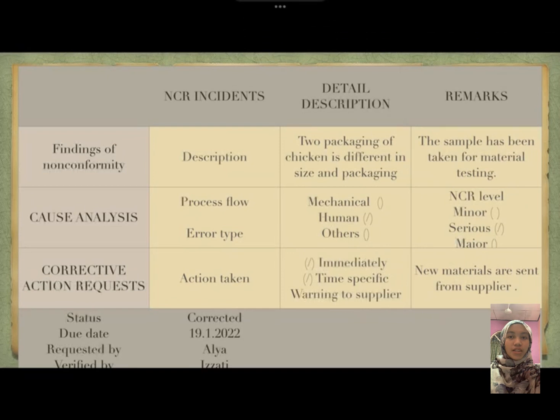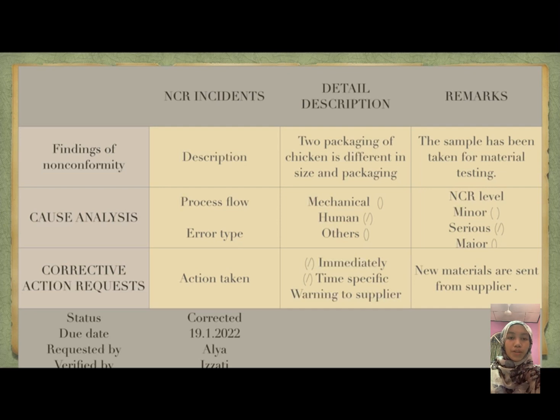For NCR incidents, the finding of non-conformity is described as the packaging of chicken is different in terms of size and packaging. The sample has been taken for material testing. So, the action taken by the supplier is that new materials are sent from the supplier according to the choice of consumer.